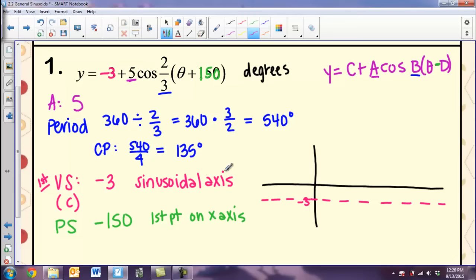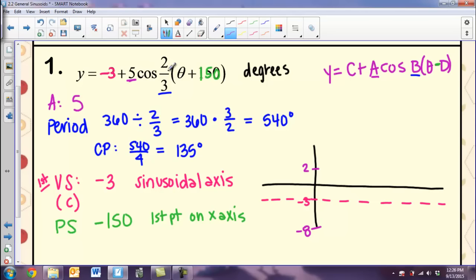Okay, the next thing that I'm going to do is think about my amplitude, because my amplitude tells me how far up or how far down it's going to go. So if I go up 1, 2, 3, 4, 5 units, that's going to put me at 2. And if I go down 5 units, that's going to put me at -8. So that's where your high points are going to lie and your low points are going to lie.